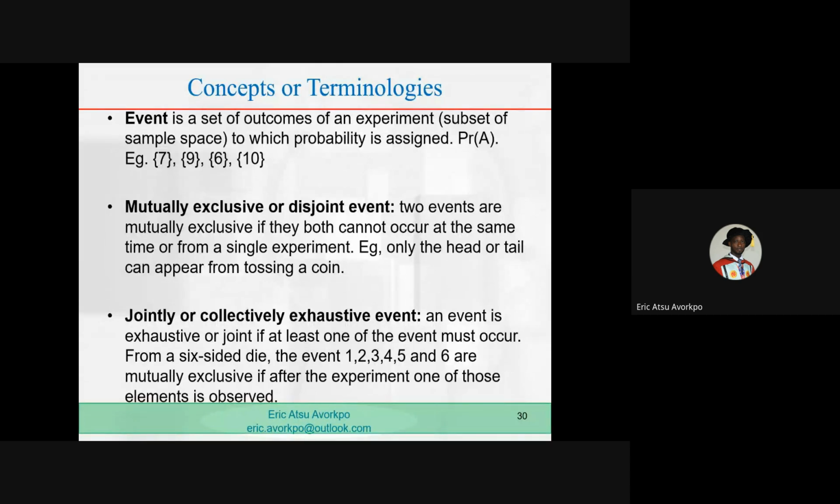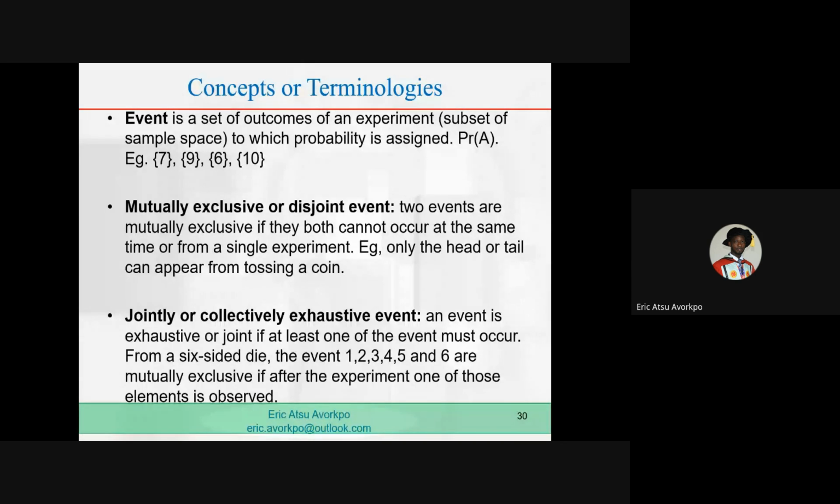In that case, they are mutually exclusive. Two events cannot happen at the same time. Now, jointly or collectively exhaustive events. If the events are exhaustive, it means that at least one of the events must occur.